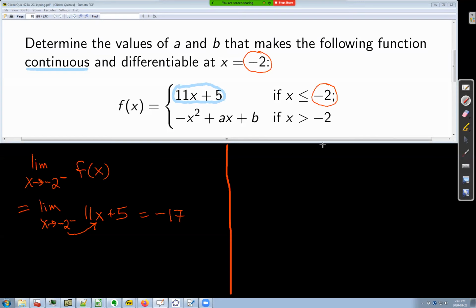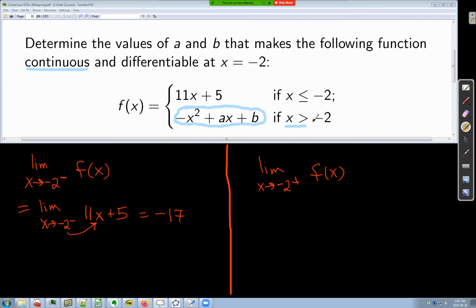Actually, we'll just go ahead and go forward here. So now I want to do the right-hand limit. I'm going to look at the limit as x goes to -2 from the right this time of the same function. But since I'm approaching from the right, I'm going to use this function, because this is the function you use when x is greater than -2. So when x is on the right of -2, you use that second function.